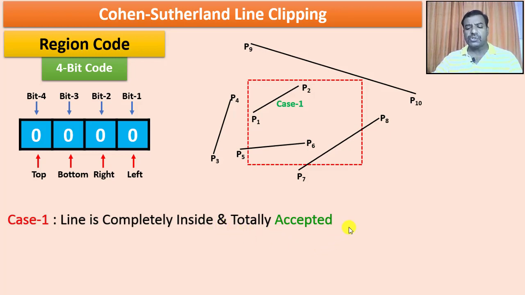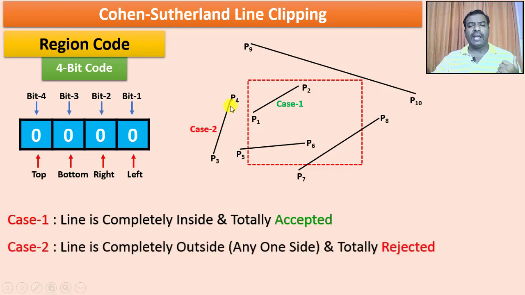And what can be case 2? Yes, as you are guessing, a line which is completely outside the clipping area, and this should be totally rejected. Now carefully observe what is going to happen in this case. If it's case 1, it's clear, there is no confusion. But in case 2, right now I have a confusion here. I am calling this case 2, which is completely outside and should be totally rejected. But even look at this line, even this line is completely outside.